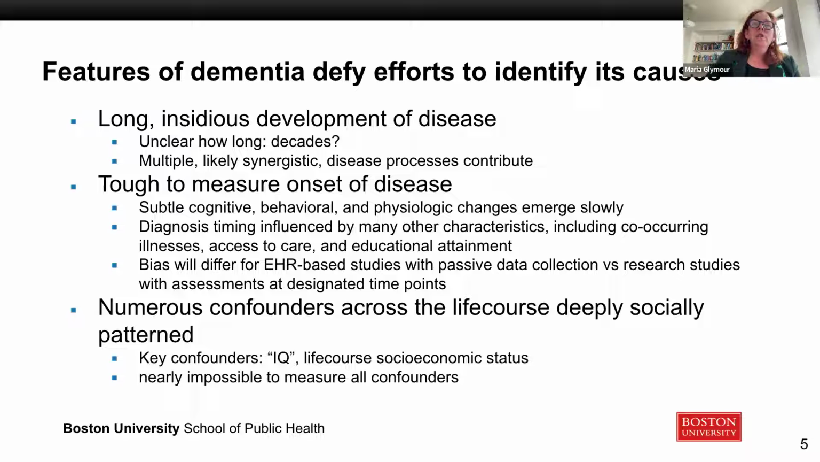The other key issue about dementia is numerous confounders across the life course are deeply socially patterned. The confounders that I think are almost most systematically worrisome and omitted from most of our research studies are early life, quote unquote, IQ. You can have all kinds of critiques of IQ, but the basic concept is that there are cognitive skills that individuals have, and that influences a whole bunch of other behaviors. It also influences their dementia risk. And life course socioeconomic status is truly very strongly connected.